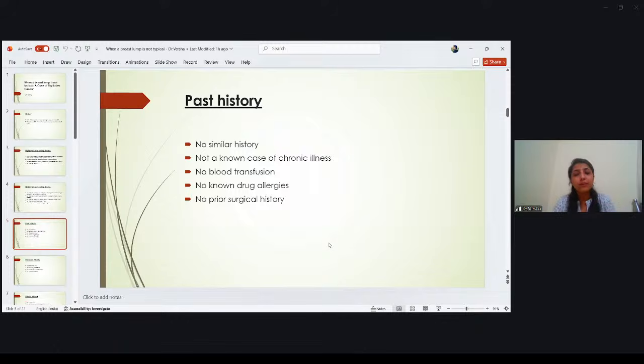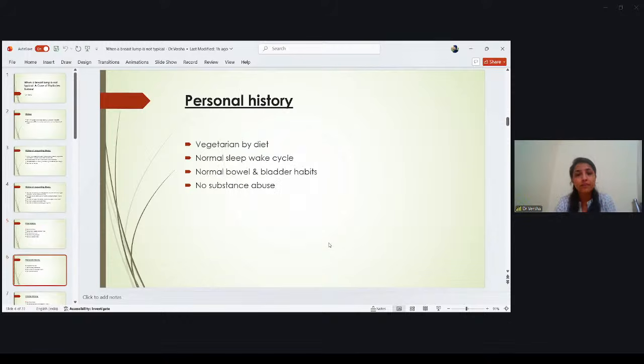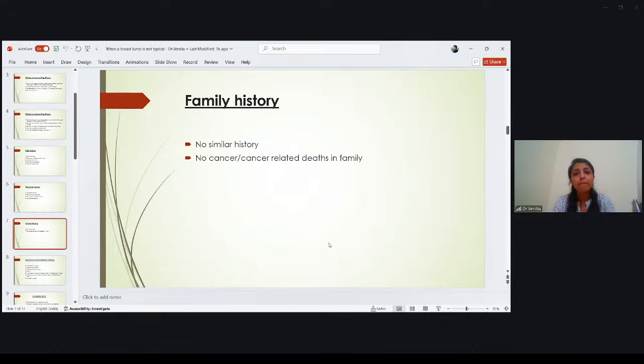Past history. There were no similar episodes in the past, and the patient is not a known case of any chronic illness. There is no history of any blood transfusion, known drug allergy, or prior surgical intervention. Personal history. The patient is vegetarian by diet. She has a normal sleep-wake cycle and normal bowel and bladder habits, and no history of any substance abuse or oral contraceptive pill intake. Family history. There was no history of similar complaints in the family, and no history of any cancer or cancer-related deaths in the family.